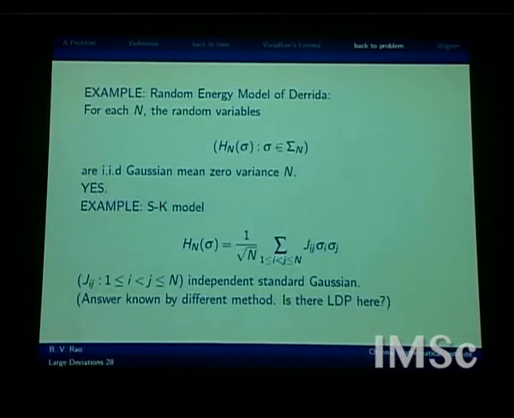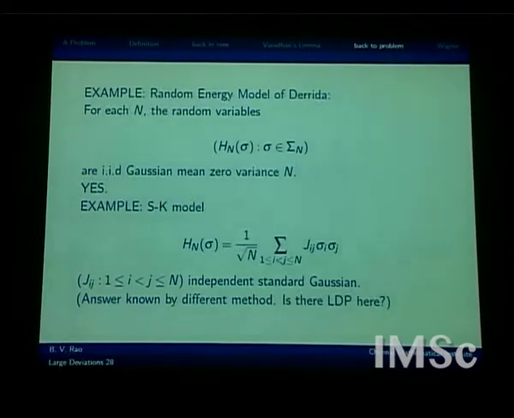And there is another model, the so-called Sherrington-Kirkpatrick model. In fact, that was my interest. I wanted to see, but I have not succeeded. So here what happens? Hn(sigma) is 1 by root n summation Jij sigma i sigma j, where Jij are independent standard Gaussian variables. This is also random.